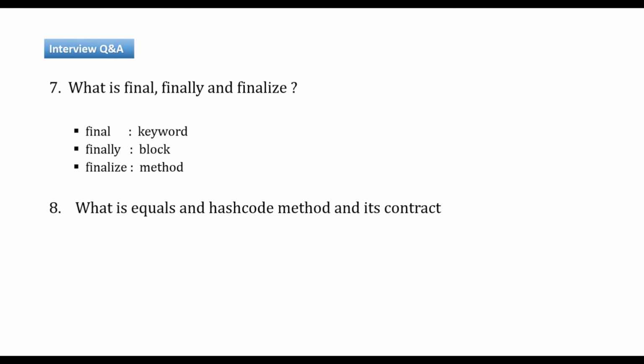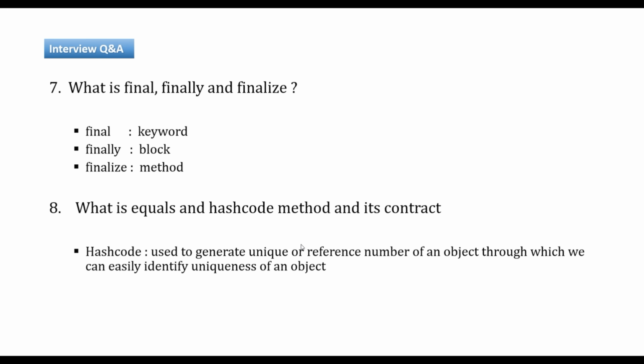What is the equals and hashCode method and its contract? This is one of the common questions. You may need to remember this, or you may need to practice this while working with collections. Basically, the purpose of hashCode is to generate a unique reference number for an object, through which we can easily identify the uniqueness of an object. And the purpose of the equals method is to compare two objects based on their content.